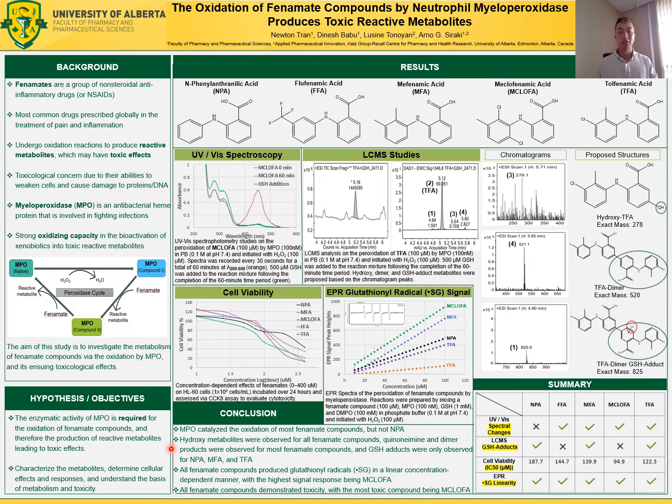There are 4 clinically used Fenamate compounds: flufenamic acid, mefenamic acid, meclofenamic acid, and tolfenamic acid, all of which are analogs to the parent structure N-phenylanthranilic acid. We started with UV-Vis spectroscopy studies to observe any spectral changes as a sign that oxidation was occurring.